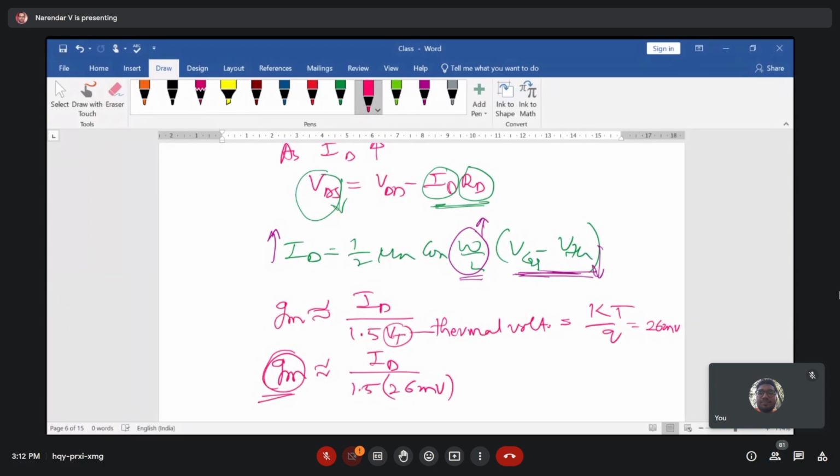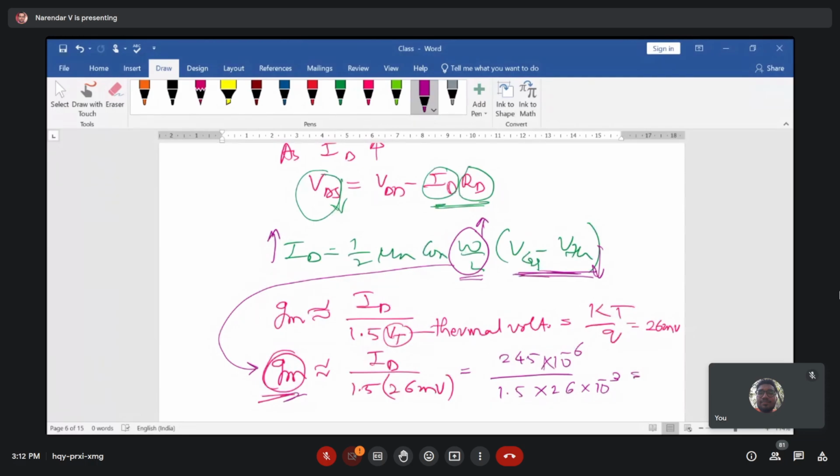So as you increase the W by L ratio of your transistor, you limit your GM value to ID divided by 1.5 times VT. So now ID is 245 microamperes divided by 1.5 times 26 times 10 to the power of minus 3. Now you can consider this is times 10 to the power of minus 6. If you calculate it, you will get a certain value of GM, which is limited. So this does not give us a perfect solution to increase the GM of your circuitry.